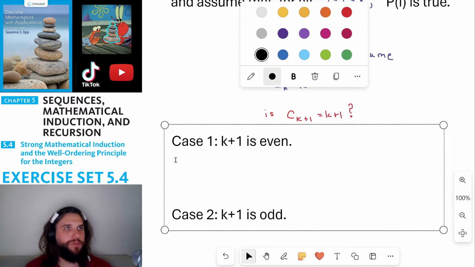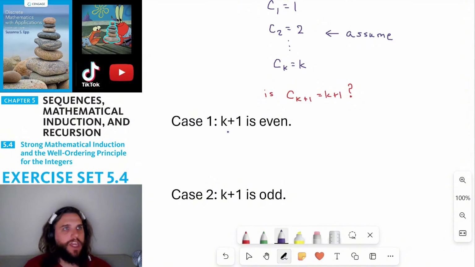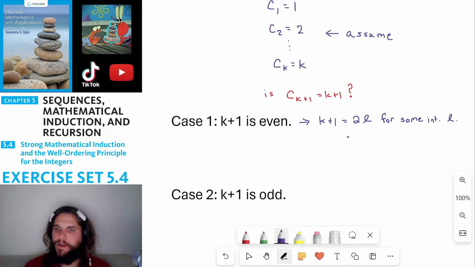Now the trick to this proof is to break it up into cases. Either k plus 1 is going to be even or k plus 1 is going to be odd. This is going to be really important when we apply the recursive definition of the sequence. Let's start with the case where k plus 1 is even. If that's the case, then this means that k plus 1 equals 2l for some integer l. That's the definition of an even number.